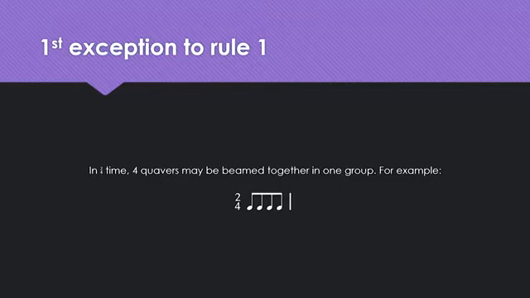So there are exceptions to rule 1. So these are the things that we have to learn now. In 2/4 time, 4 quavers, and only if there are 4 quavers, can be beamed together in one group. So all 4 quavers in 2/4 time can be grouped together like you can see on the screen, but only if there are 4 quavers in the bar. If there are 3 quavers in the bar, you can't put them together. They must be in groups of 2. But if there are 4, you can put them all together.